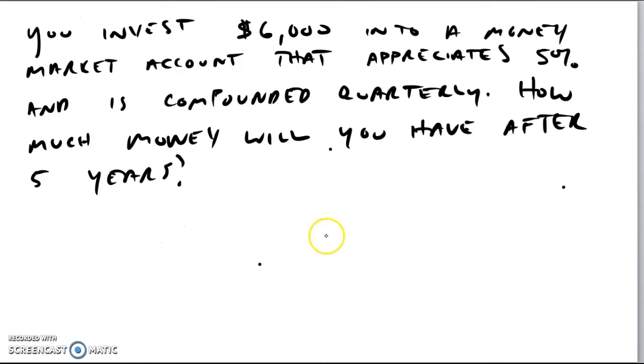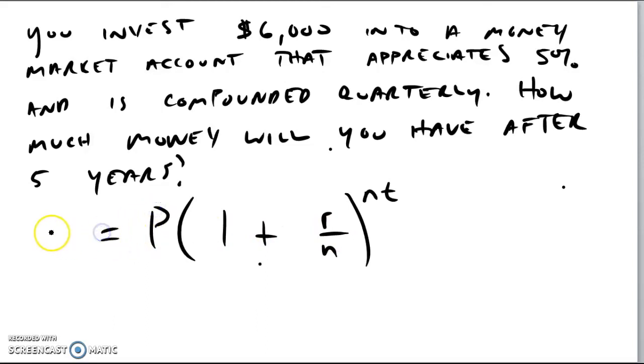Let's look at this one. You invest, okay, so this is going to be the compound interest formula. So remember, you've got R over N, and you're going to raise it to the NT, and 1 plus, because you have the 100% plus whatever you're gaining, because it's appreciating, your principal, or what you're depositing in the bank, and that's your final amount.